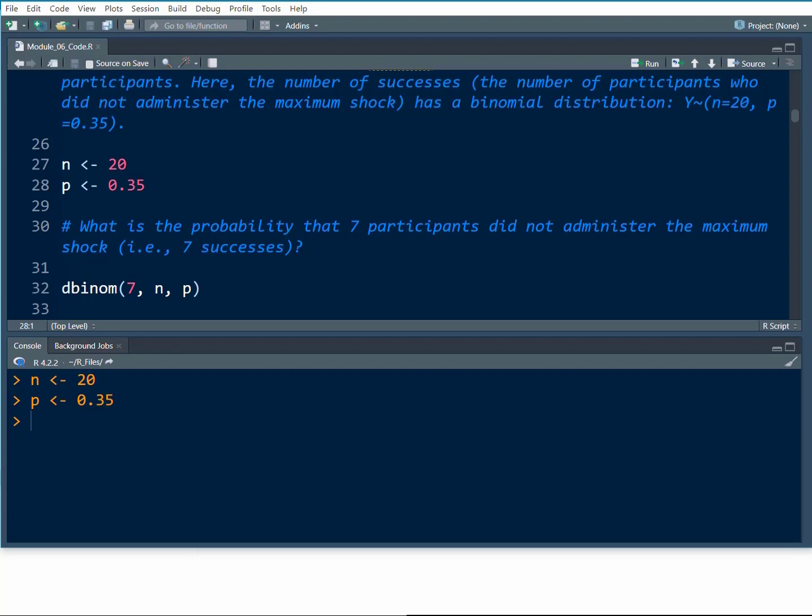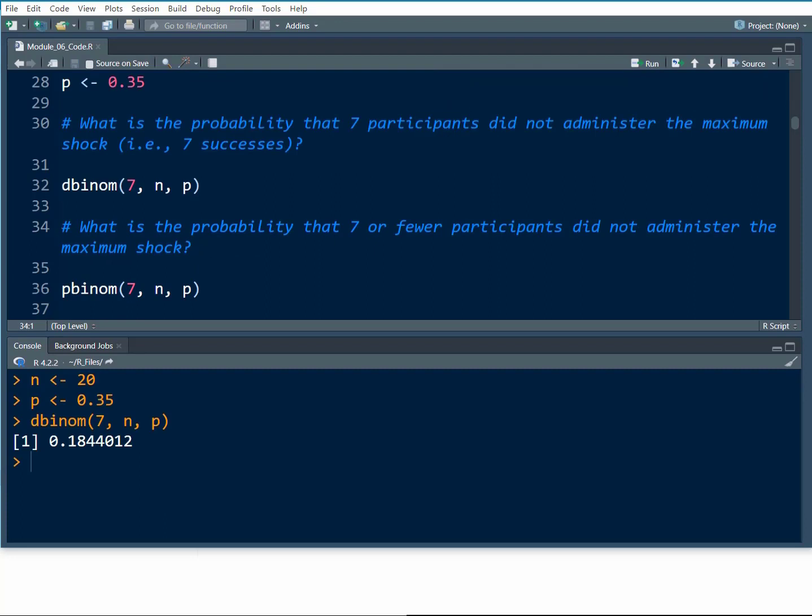Now, what is the probability that 7 participants did not administer the maximum shock, that is, 7 successes? We find this probability with the dbinom command, where x equals 7 and the given values of n and p. We find the probability that 7 participants did not administer the maximum shock to be 0.1844.